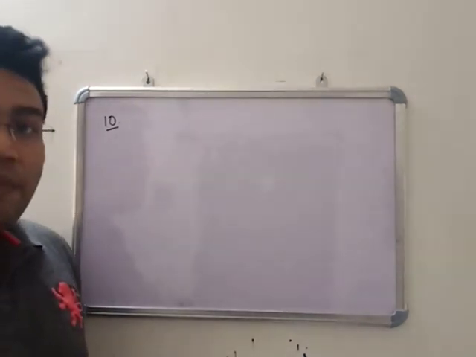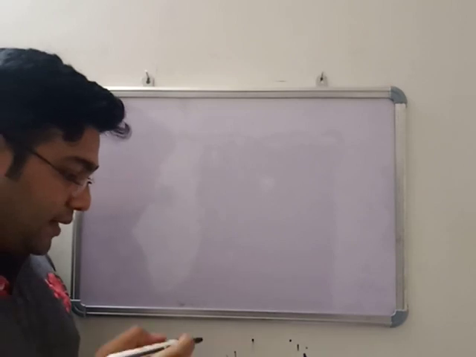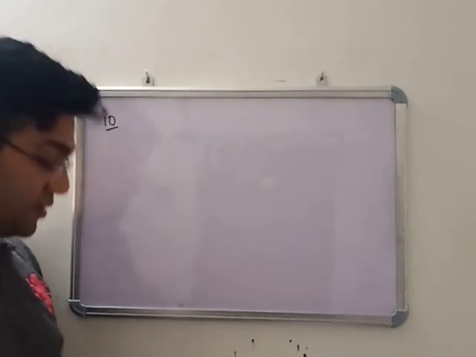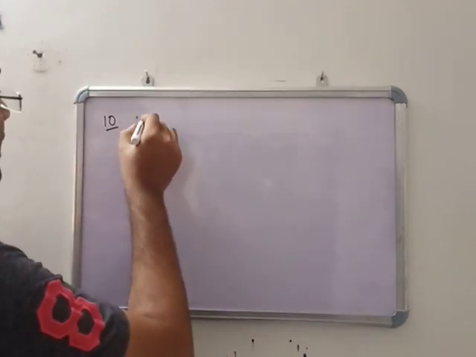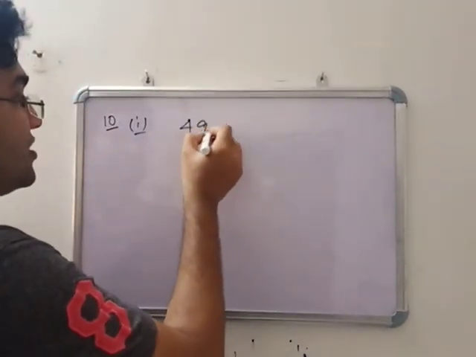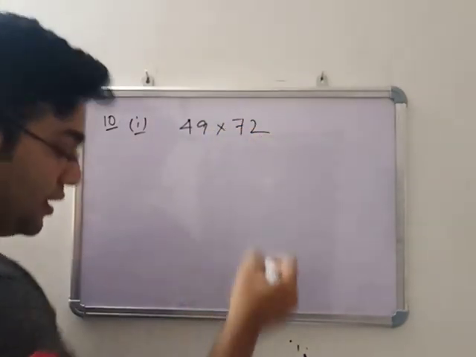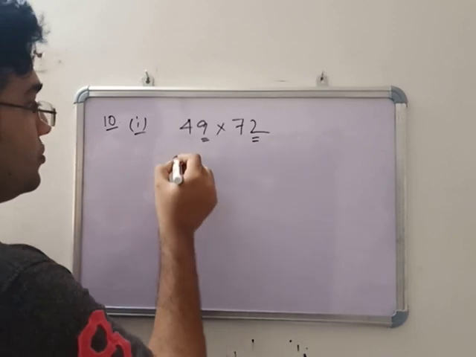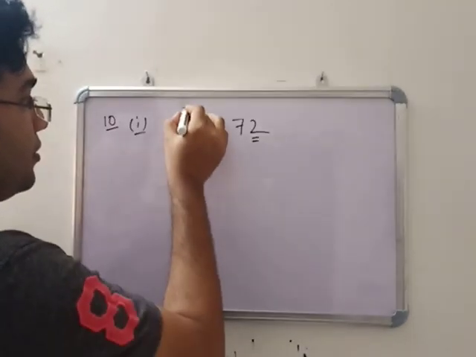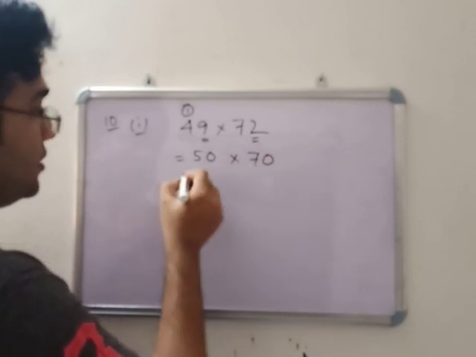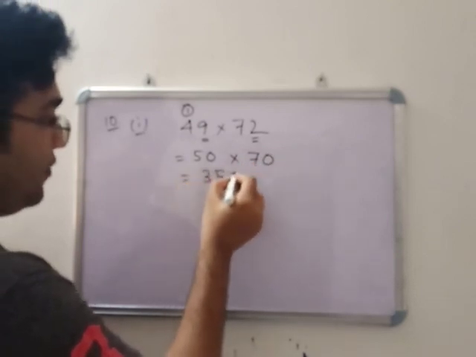Now, in number 10, see that estimate the following products by rounding off. That means in number 1, 49 into 72. Near to 10 given, this is 9 and this is 2. So that means this is 50. 1 is added because 9 is there and nothing is added for 2. So this is 3500.